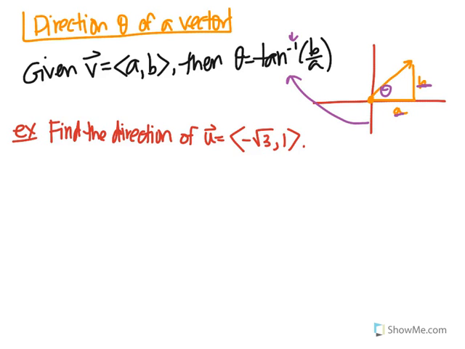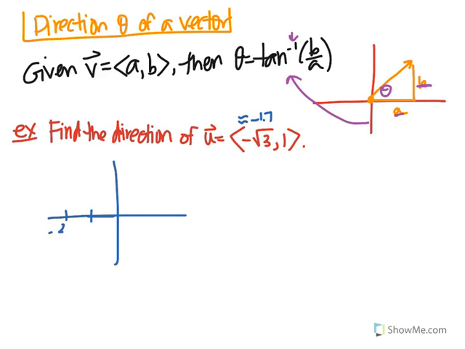Alright, so let's say I have this vector that has components negative root 3, comma 1. Now negative root 3 is approximately negative 1.7. So if I were to go ahead and graph this, I'd go left negative 1.7. So let's say this is negative 1 and negative 2.